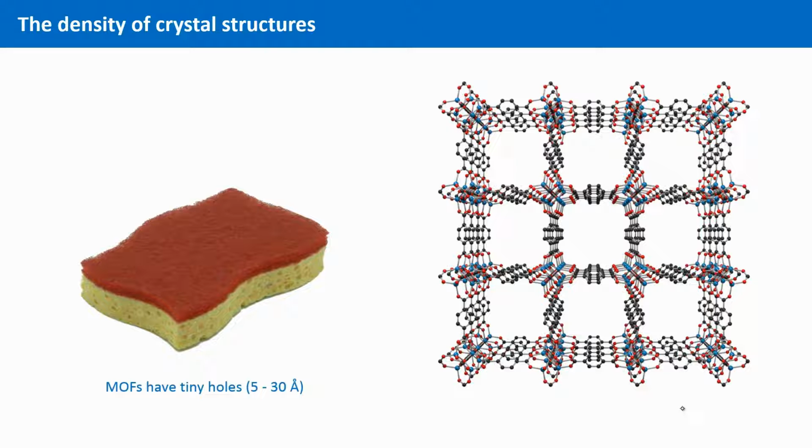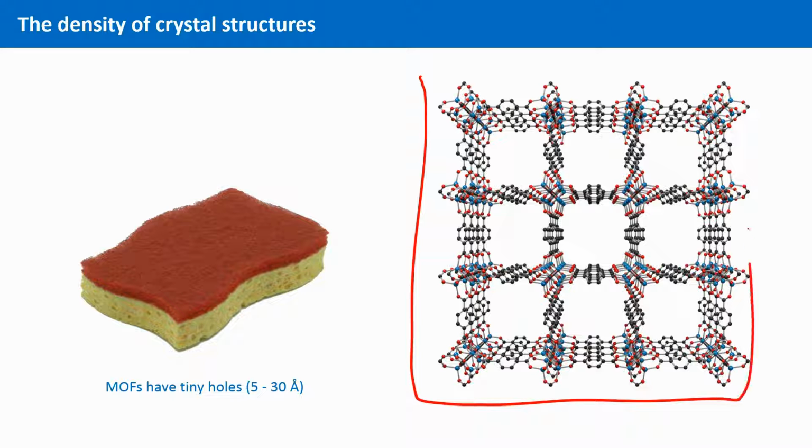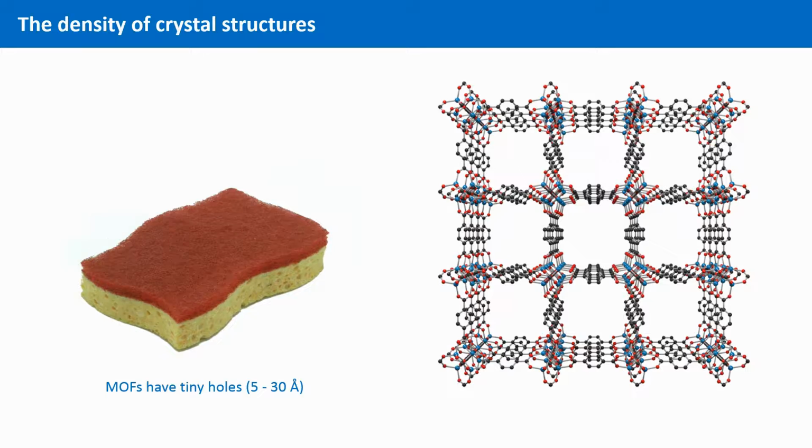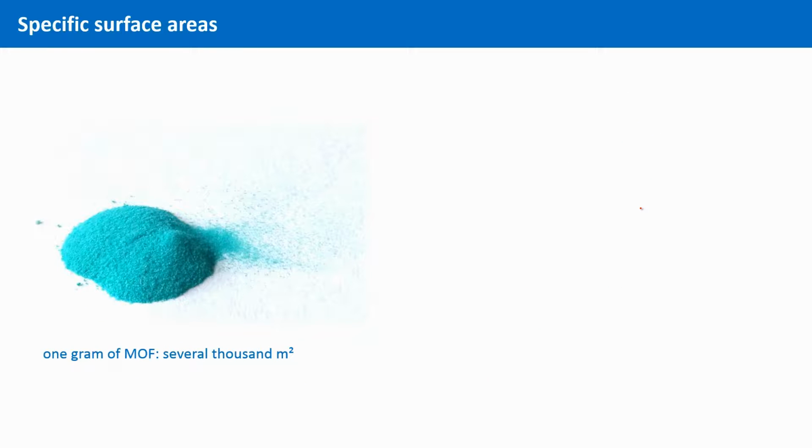Because if we consider the surface of such a MOF crystal, we not only have to take the outer surface into account, but also the inner surface generated by their pores. The specific surface area, this means surface per mass unit, of MOFs can be extremely large. It is not uncommon that a single gram of MOF crystals, like this little pile you can see here, has a specific surface area of several thousand square meters.